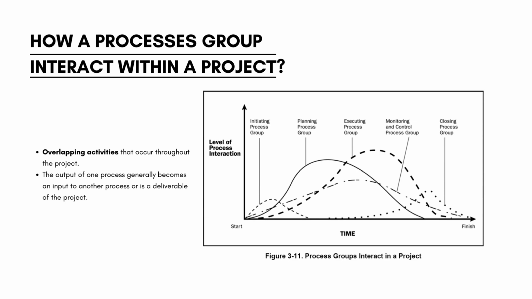How do the process groups interact within the project? The process groups are overlapping activities that occur throughout the project. The output of one process generally becomes an input to another process or is a deliverable of the project. For example, planning provides the executing process with the management plan and the project documents, and as the project progresses, it creates updates to the management plan and the project documents.